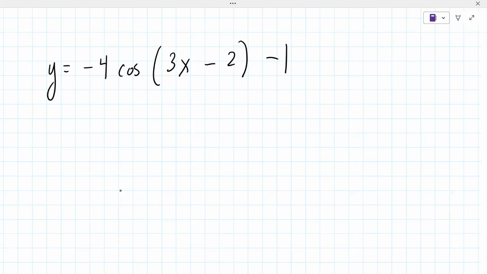Do you want me to list all the things? Yeah, same graph, list. Sorry, I can list it too. The period is 2 pi/3, and then the phase shift is 2 to the right, and the vertical shift is up 1, and the amplitude is... hang on. Did you factor 3 out of both?